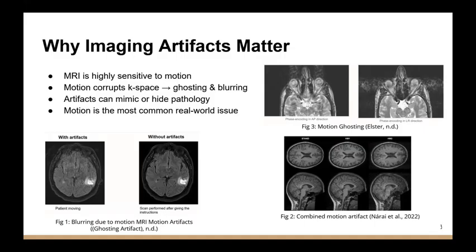Motion is also the most common artifact in real-world MRI, especially in neuro scans where people naturally move. Because of this, our project specifically focuses on modeling motion in K-space and showing how these artifacts form. Understanding this helps us connect the physics of acquisition with the clinical consequences.